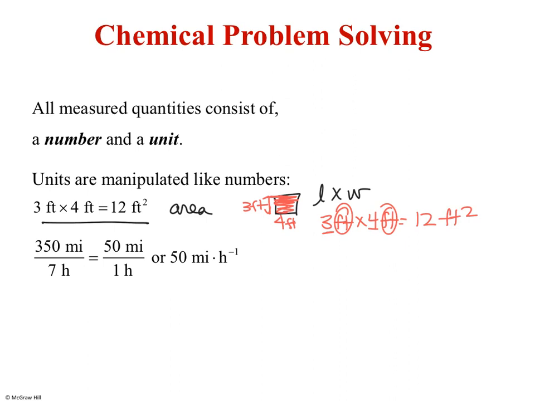Here, this is reducing terms. This is division, so the line means you divide. When you take 350 divided by 7, that becomes 50 and that becomes 1. So you can write this as 50 miles per hour. Or you can keep it the same and write -1. That's the same thing as mile, and then you can take that bottom unit to the -1. That's just nomenclature, how to work with units.